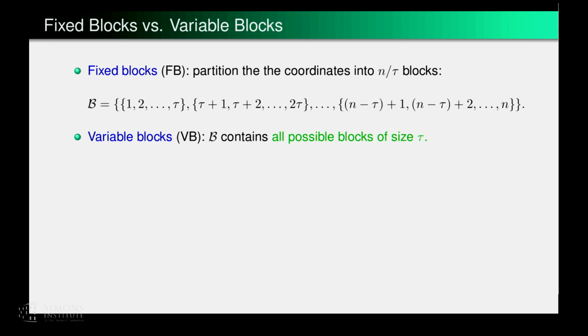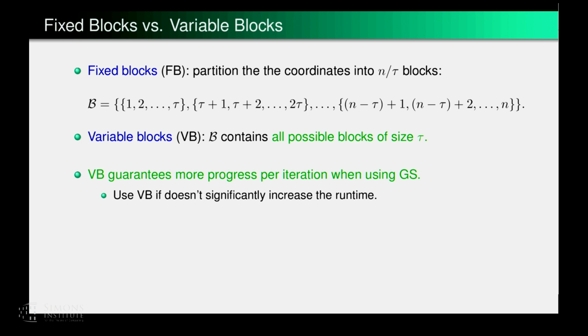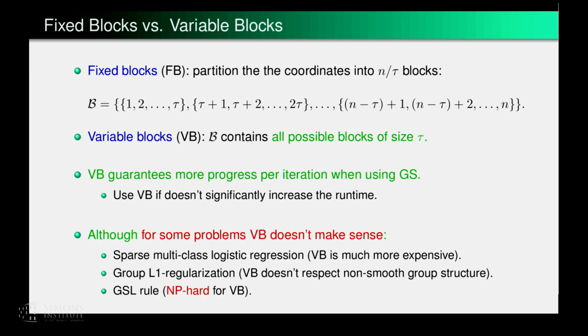Another thing to talk about is when you're in the block case, this issue of fixed blocks versus variable blocks. So for a lot of problems, we just partition the coordinates into a set of blocks of roughly equal size, and then we just pick one of those blocks. But one alternative you could do is just consider all possible blocks up to some size tau. So if you consider all possible blocks, you can clearly find one that has a bigger norm, or norm divided by square root of L_B, than if you consider these fixed blocks. So if you can afford it, you should use the variable blocks case.